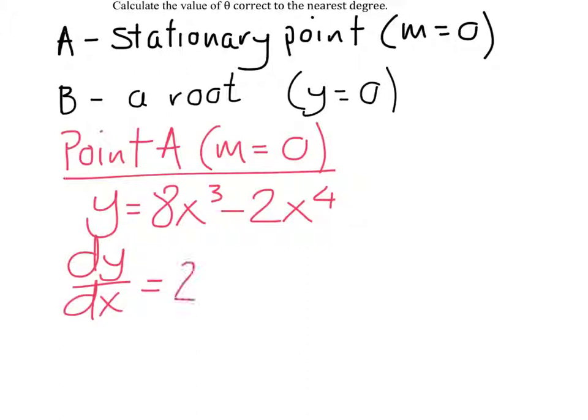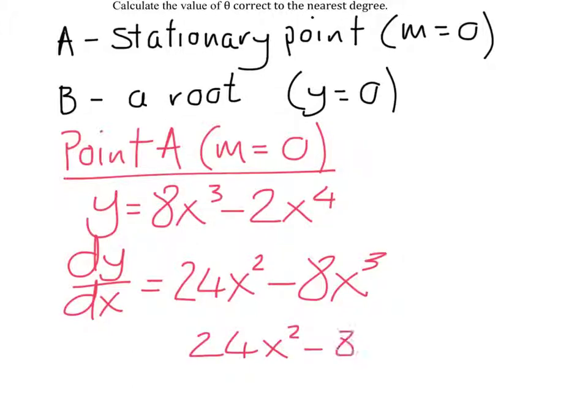So 3 times 8 is 24x, subtract 1 from the power, makes it 2. And then 4 times 2 is 8x, and subtract 1 from the power, again that gives us 3. We know that stationary points have a gradient of 0. So this thing here, which represents the gradient of the curve, we can now make equal to 0, because that's what's significant about the stationary point, the gradient 0.